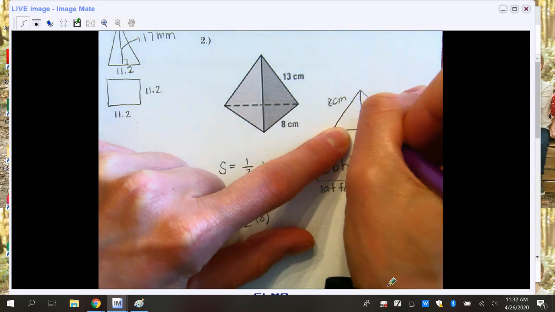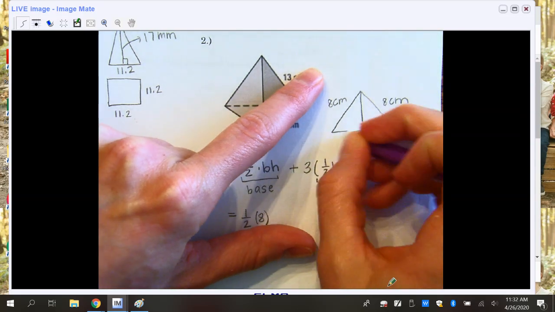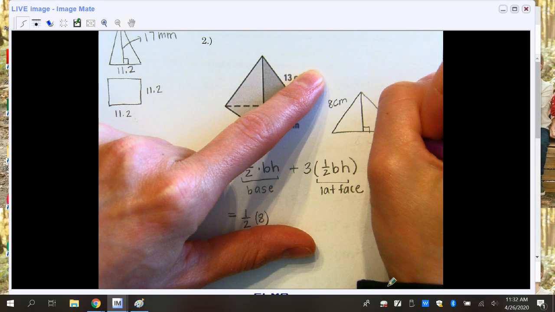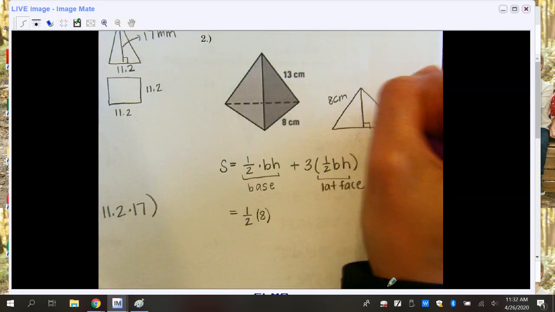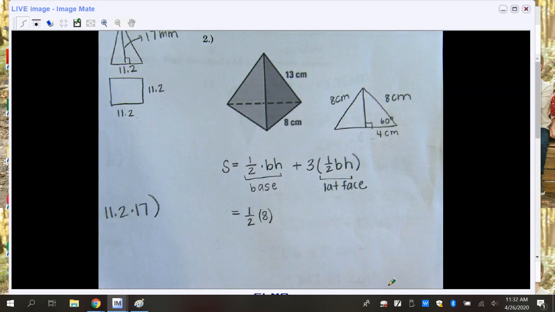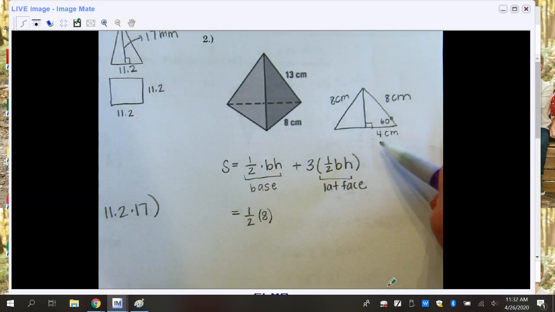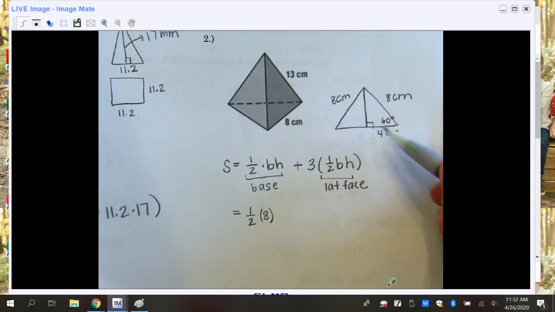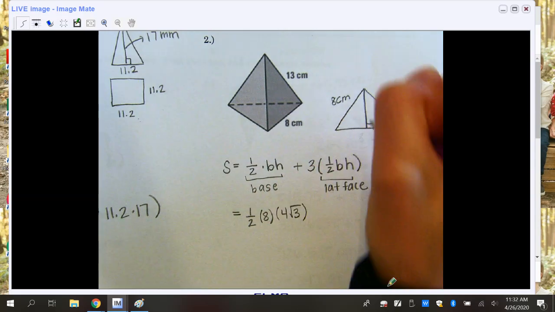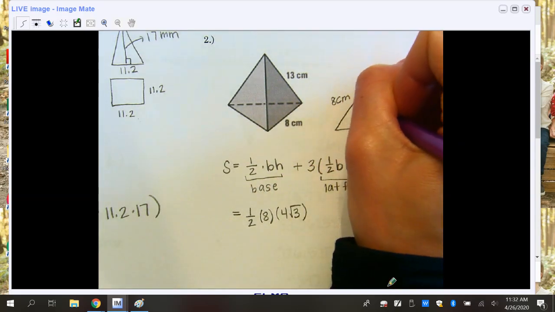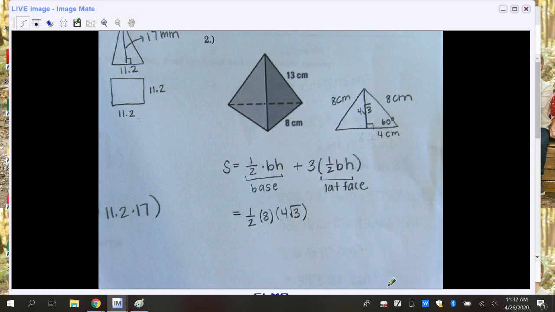Okay, so I'm going to draw that in. Since this is an equilateral triangle, that height is going to cut the base in half. Since it's an equilateral triangle, I know that that angle is going to be 60 degrees. So that makes this my short side. The long leg is always radical 3 times as long. So the height of the base is going to be 4 radical 3.